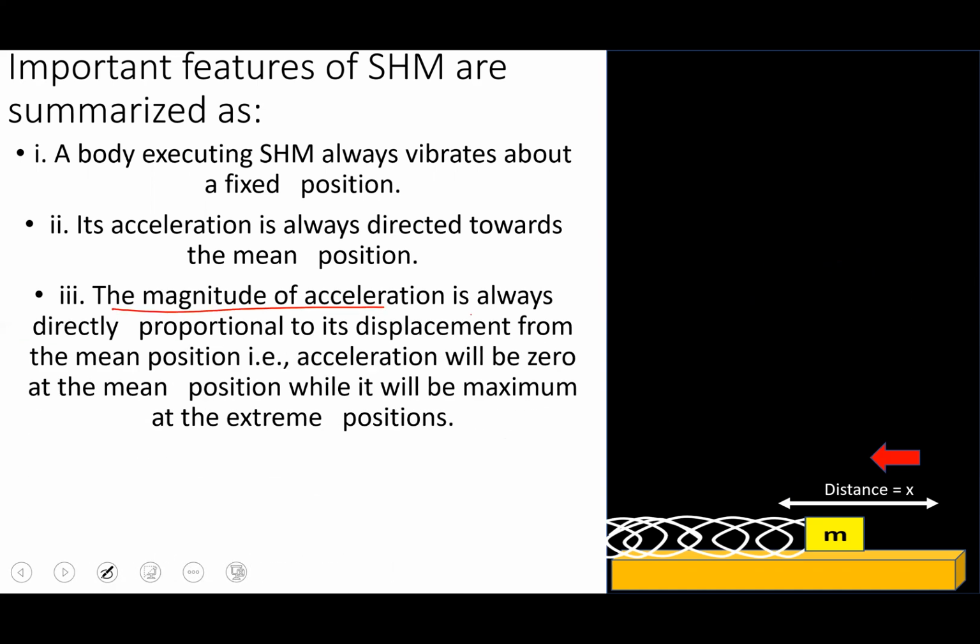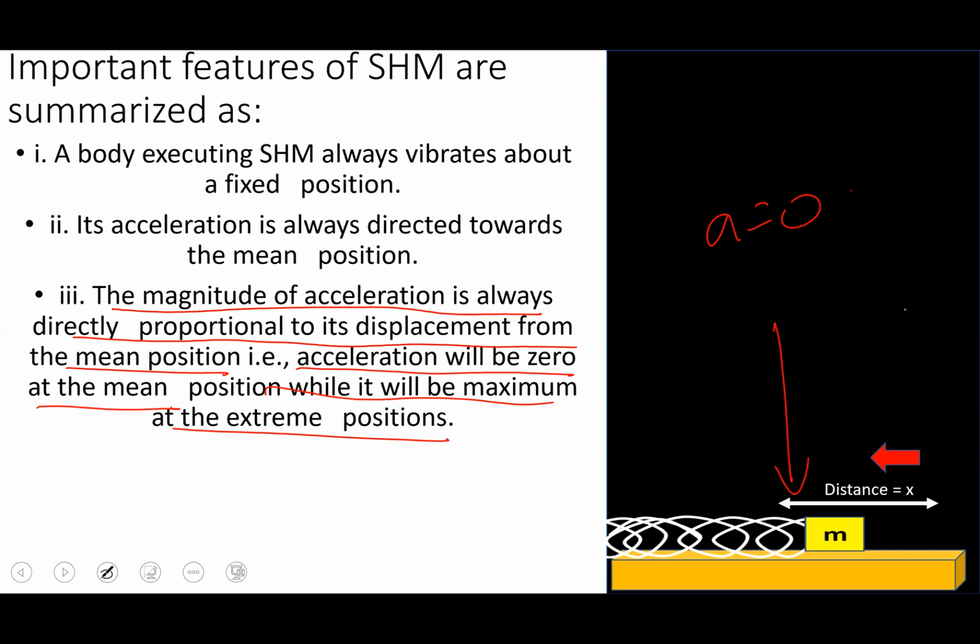The magnitude of acceleration is always proportional to its displacement from the mean position. That is, acceleration will be zero at the mean position, while it will be maximum at the extreme position. That means acceleration will be maximum at the extreme position on one side as well as the extreme position on the other side of the oscillating body.